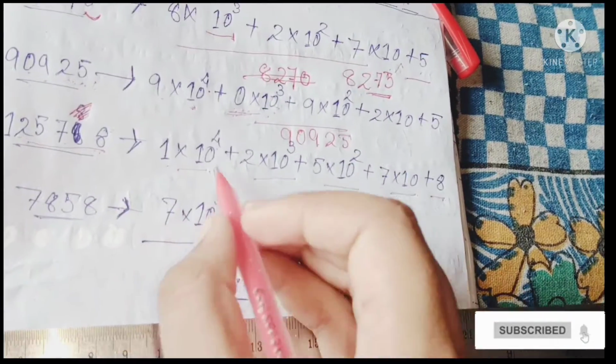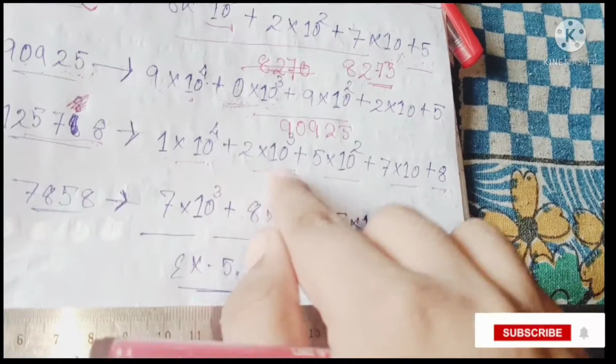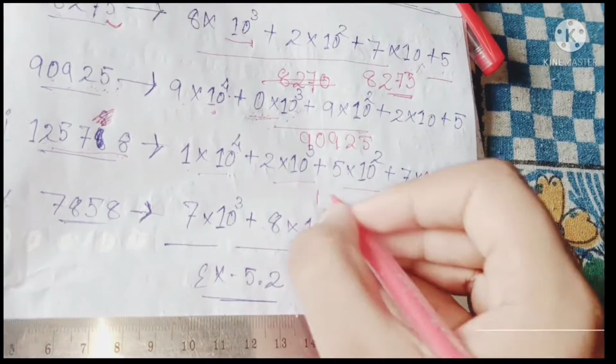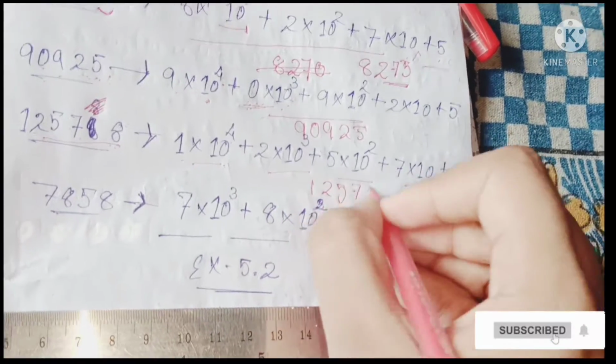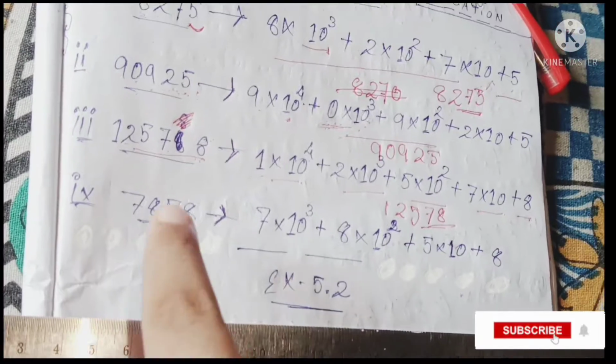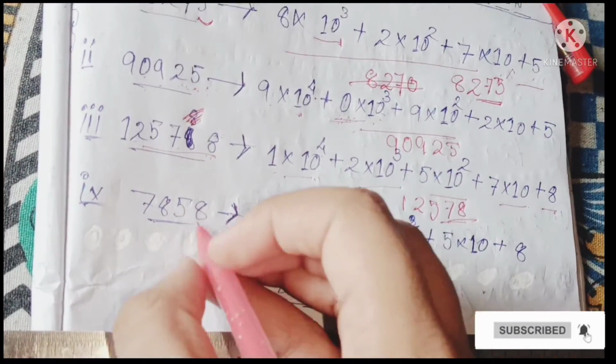So 1 into 10 to the power 4 plus 2 into 10 to the power 3 plus 5 into 10 square plus 7 into 10 plus 8 gives us the result 12578. Okay. Now in our Roman 4, that is the number 7858, how many ones places are there?